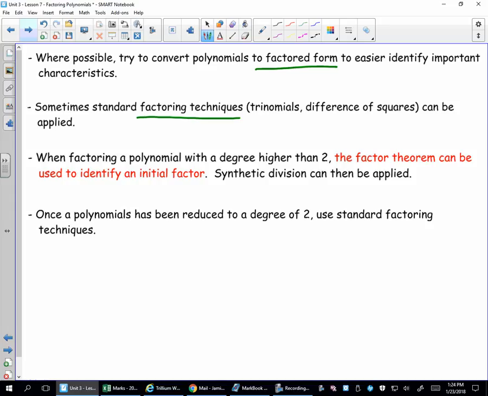So trinomials we can use with quadratics. Difference of squares we can do if there's two terms and there's a minus sign in the middle, we can square root. We can also common factor. That's an old technique we know how to use.